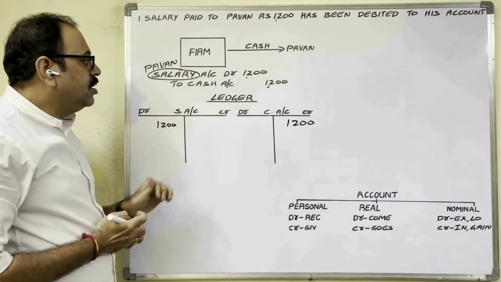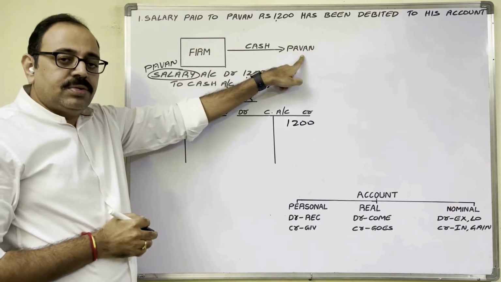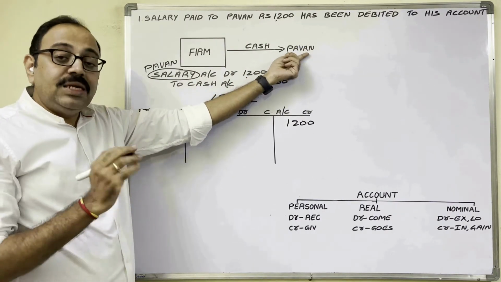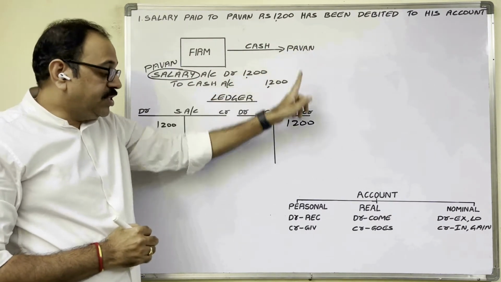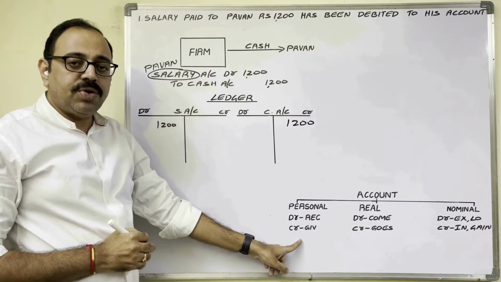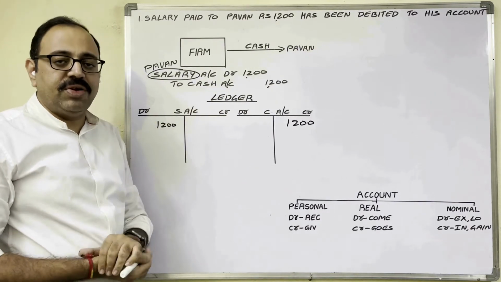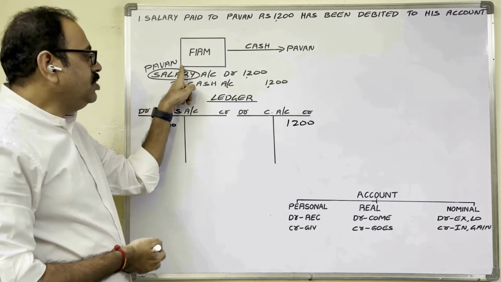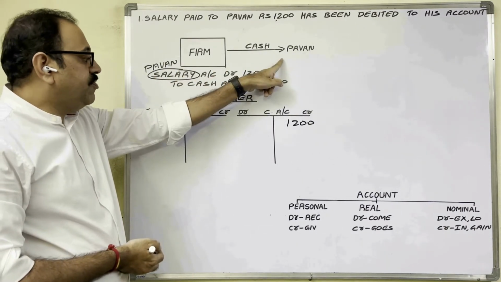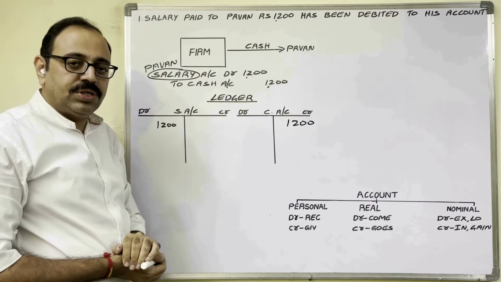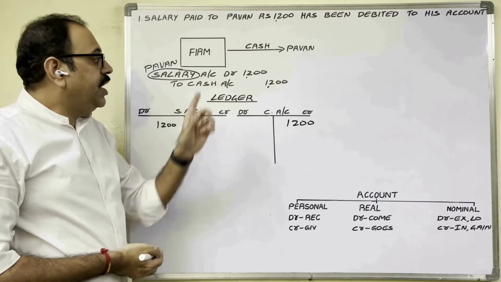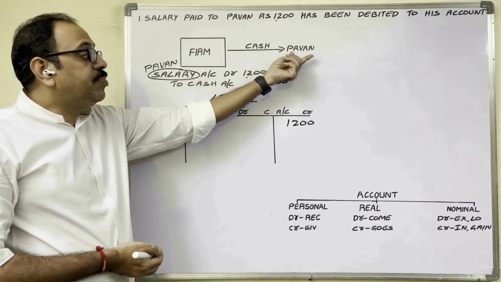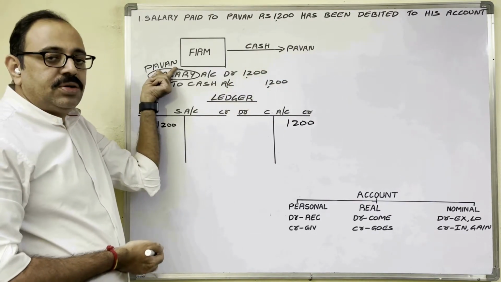He thought that cash was paid to Pavan. So Pavan is a receiver. Pavan account comes under personal account now. Personal account rule: debit the receiver, credit the giver. As Pavan is a receiver, he debited Pavan account, and cash is going from the firm, so he credited cash account. He doesn't know that in case of expenditure, we should not consider person names.